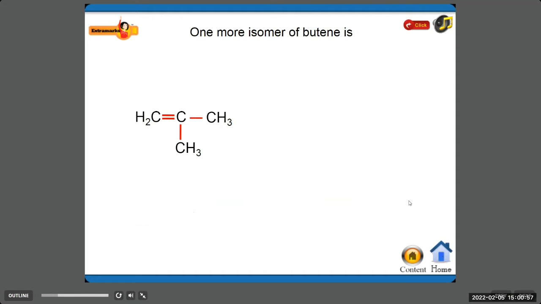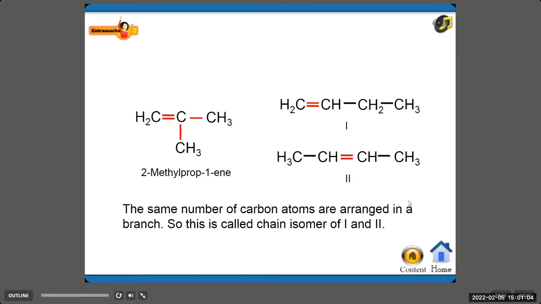One more isomer of butene is possible, that is 2-methyl-prop-1-ene. In 2-methyl-prop-1-ene, the same number of carbon atoms are arranged in a branch. Therefore, this is called chain isomer of 1 and 2.